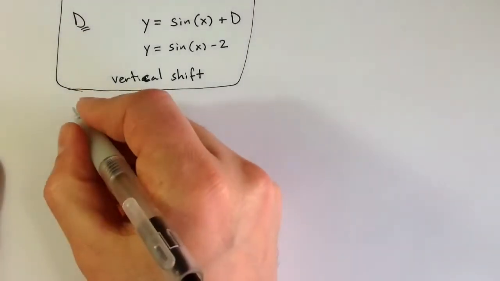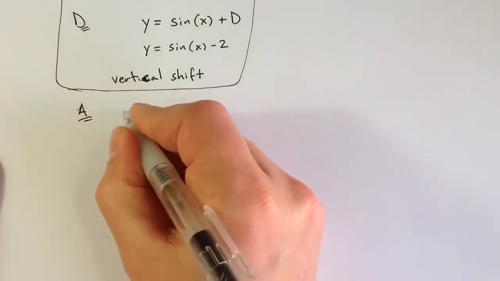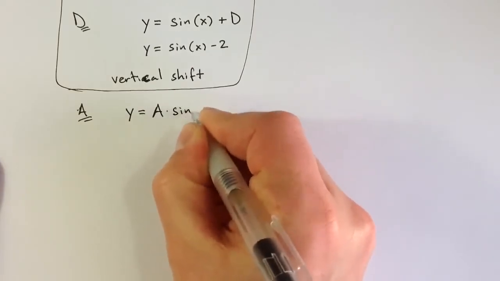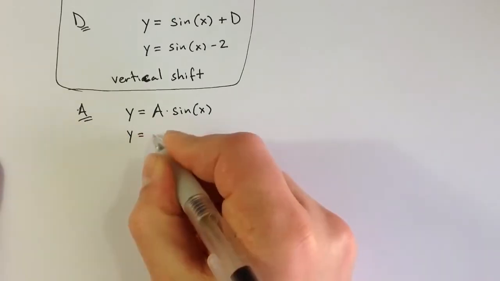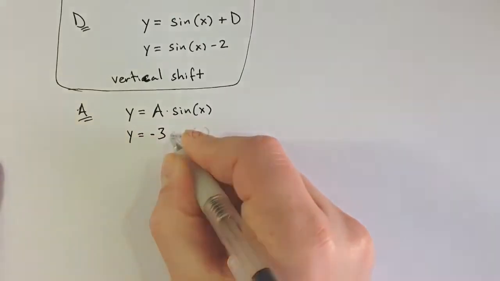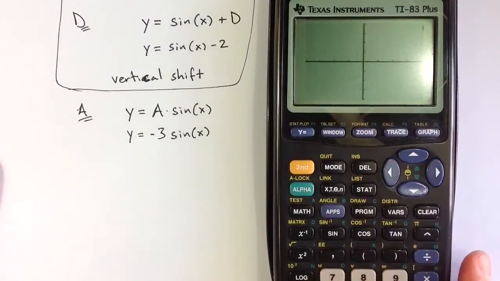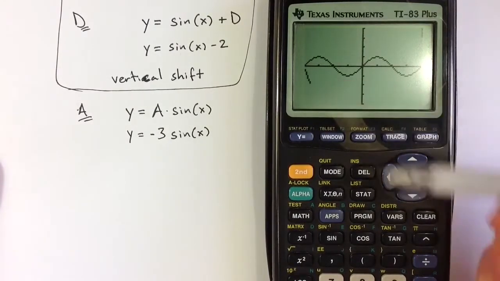Let's think about what happens if we just introduce a into our picture. If I have y equals some value a times sine of x, we could choose a particular value, let's say -3. In a similar way, I want to compare the graph of sine of x and -3 times sine of x. If I go to the trig window again and regraph that, I see the original sine function, and then here's our new sine function.